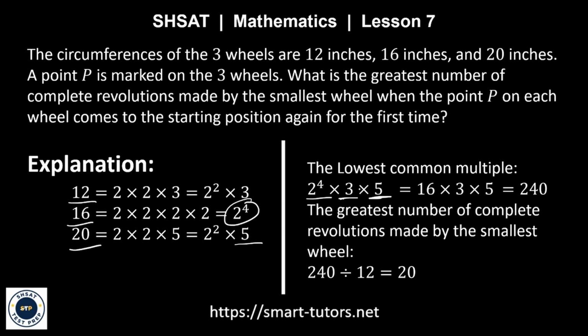So we have 2 to the 4 times 3 times 5, and you multiply all of that, and that gives you 240. So the greatest number of complete revolutions made by the smallest wheel, we would get by taking the least common multiple and then dividing it by 12. So we would get 20.